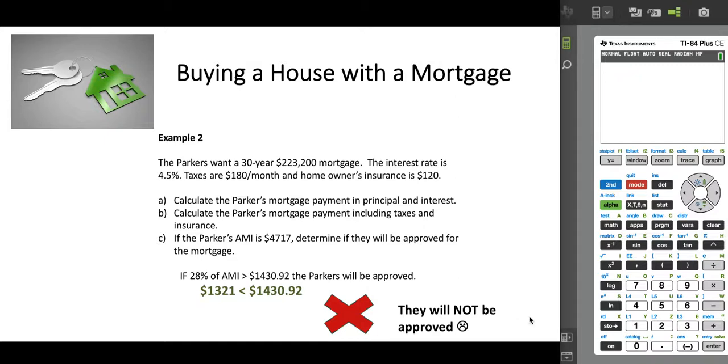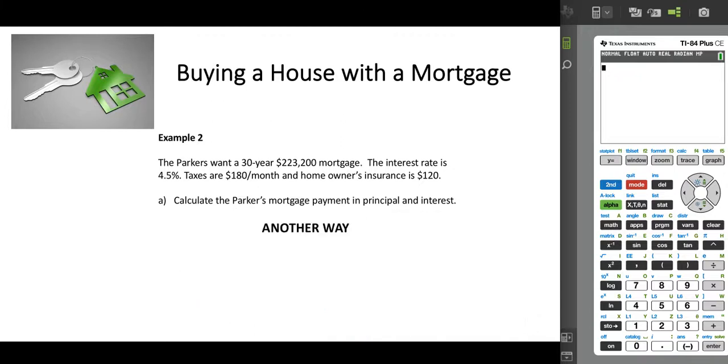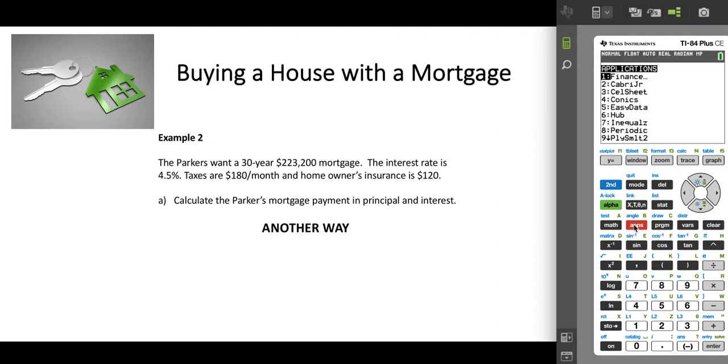Okay. I'd like to show you now this really cool feature on your calculator that might make these processes a little bit easier to find out what their mortgage amount will be. Now, this is their mortgage payment just in principal and interest only. So to do that, we're going to use an app on our graphing calculator. So if you click on this apps button, that pulls up this finance menu. And we're going to just press enter because we want the finance applications. And we want the first one, TVM Solver.